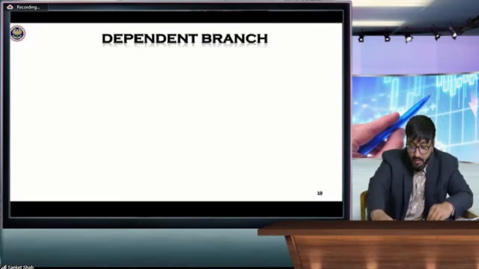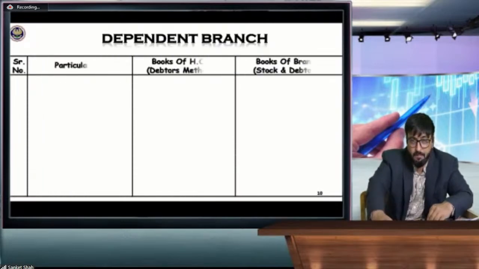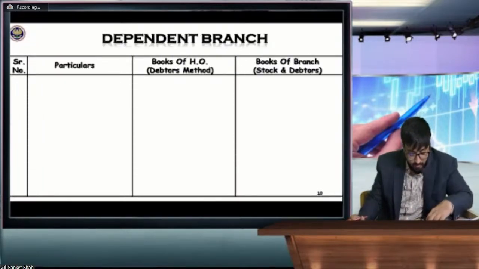So dependent branch. Okay. So now everyone is saying, sir, profit will be same. Very good. Profit will be same.